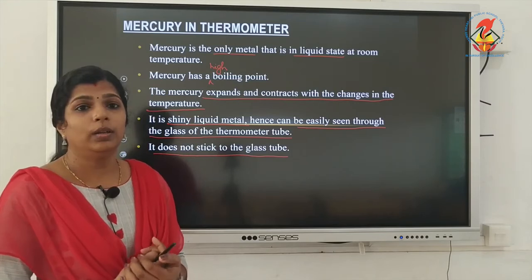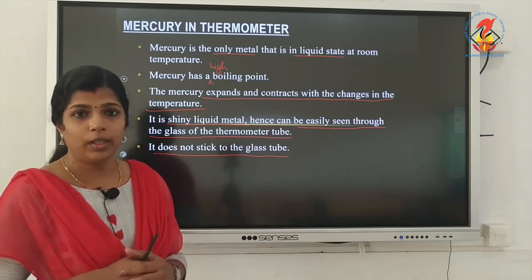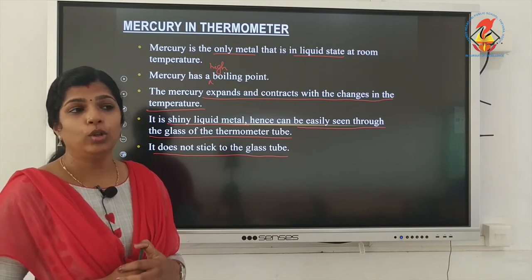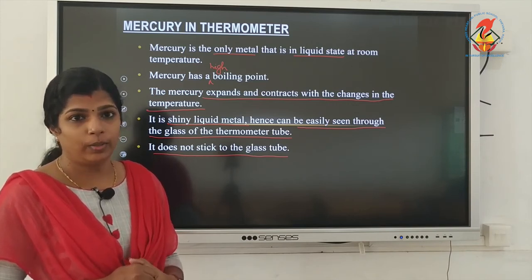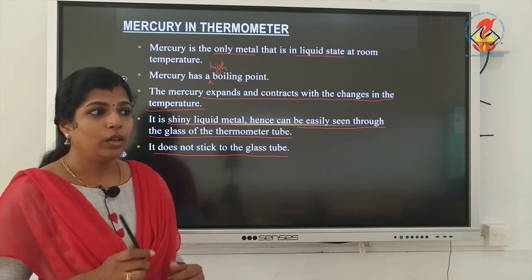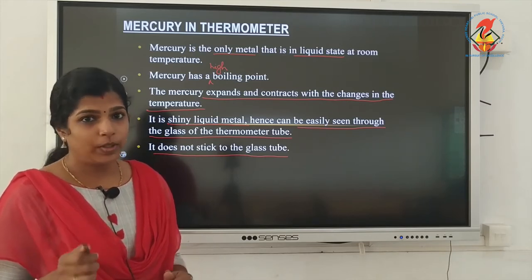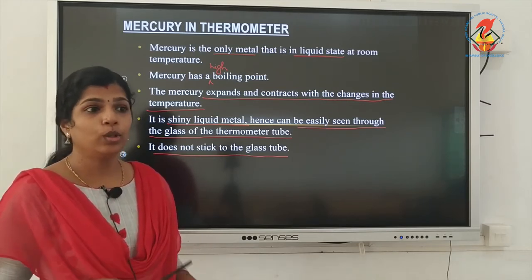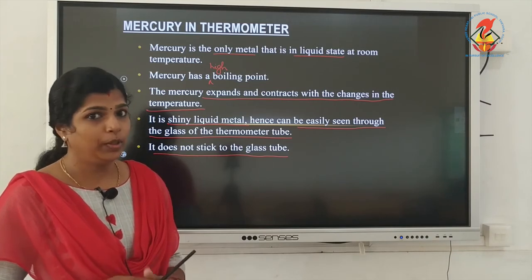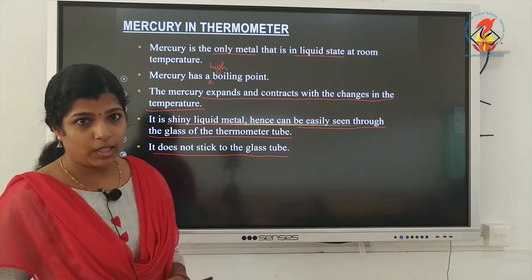Before this, alcohol was used as a thermometric liquid. Disadvantages are there. Because of that, we are not using alcohol as a thermometric liquid. Water also cannot be used as a thermometric liquid. Now, what are the other types of thermometers?